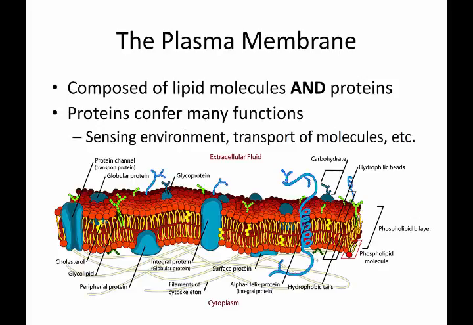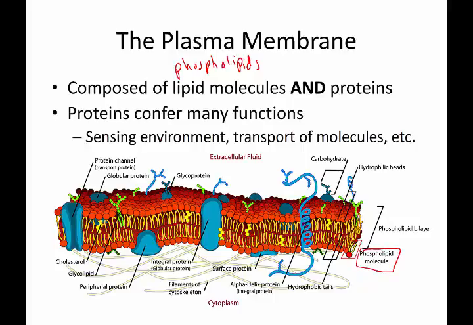So first, we're going to talk about the plasma membrane. The plasma membrane is made up of lipid molecules, and specifically phospholipids. If you remember back to a little bit earlier in this lecture, there are three major types of lipid molecules: triglycerides, steroids, and phospholipids. Phospholipids are the major component of the plasma membrane. You can see we have a phospholipid molecule right here.